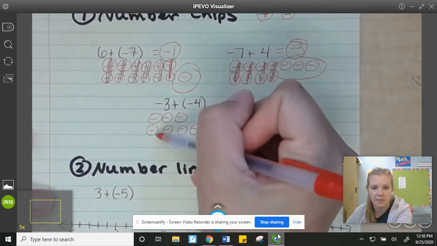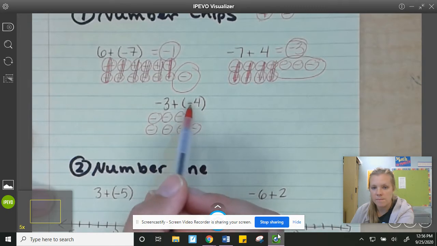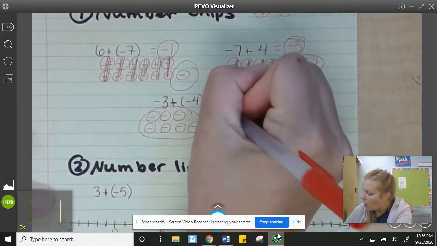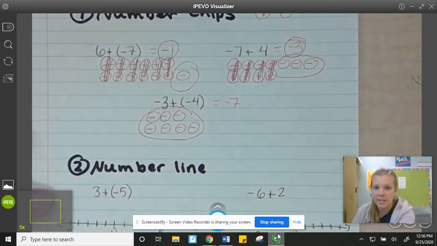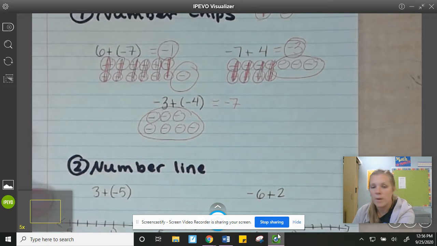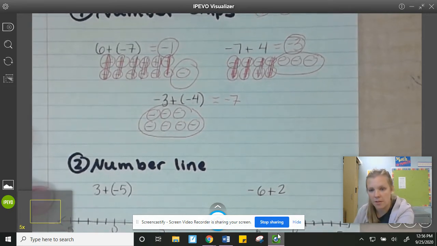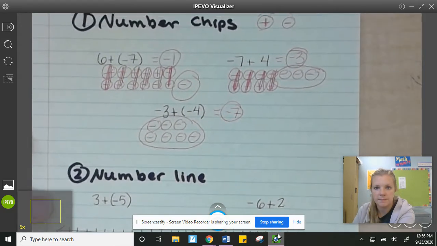When you're adding and both numbers are negative, there are no zero pairs. There's nothing to cancel. All of them are our answer together. So this answer is negative 7. So when there are no zero pairs, there's nothing to cancel, and all of them together are your answer. So this answer was negative 7.